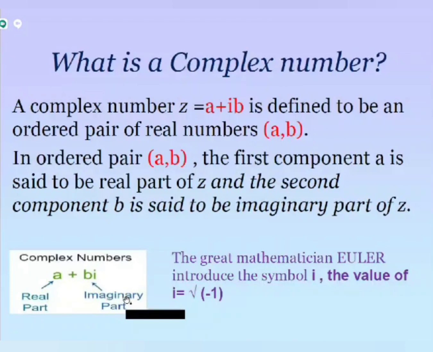The great mathematician Euler first introduced the symbol iota. The value of i is equal to the square root of -1.